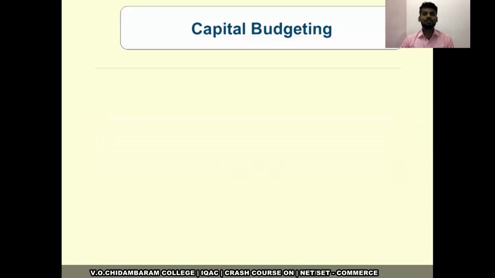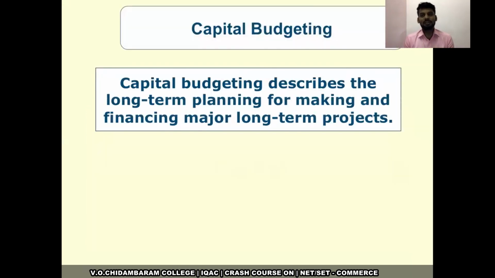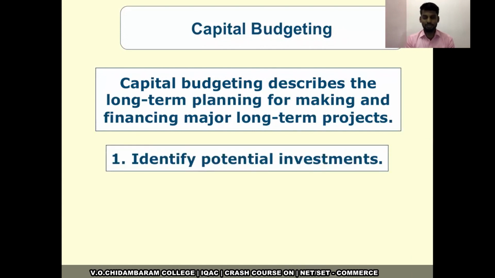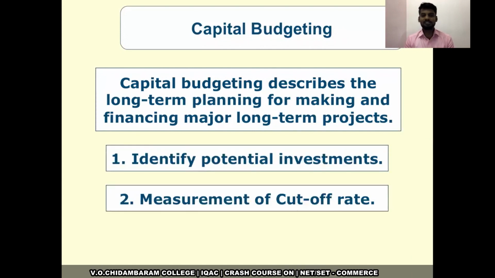It is a long-term planning about your investment. That's all, simple as that. It is the long-term planning about the investment that you are having, about the financing. That's what it means, right?